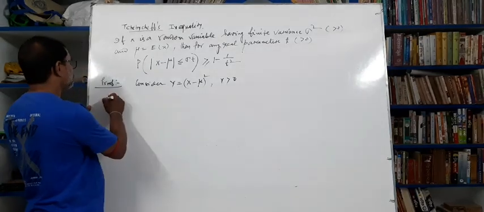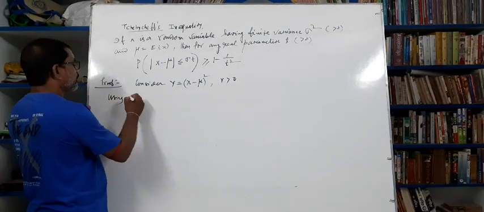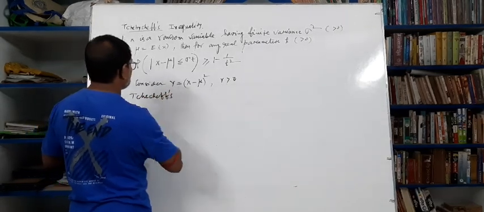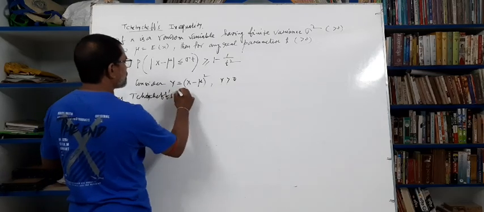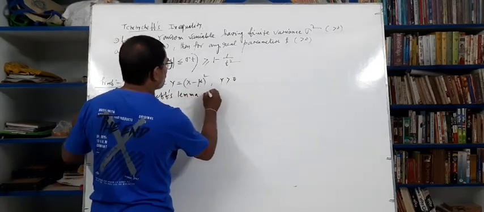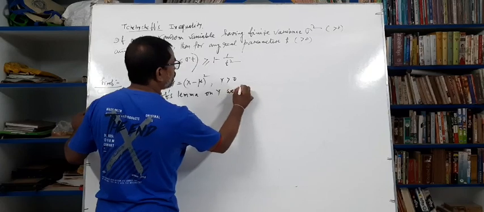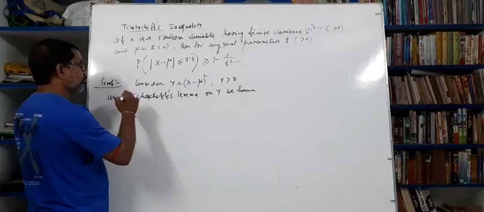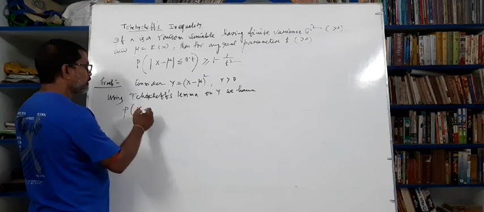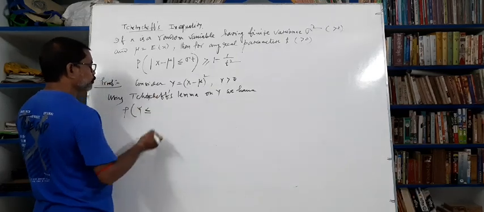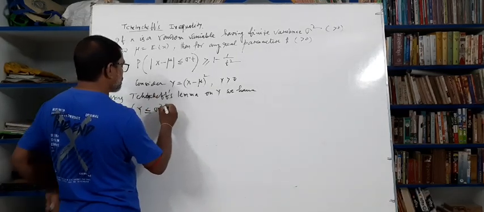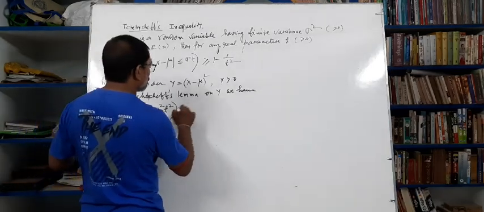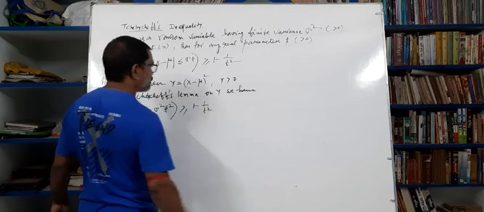So using Tchebycheff's lemma on y we have probability of y less than or equal to sigma square t square greater than or equal to 1 minus 1 by t square.